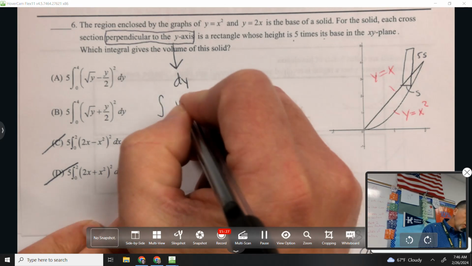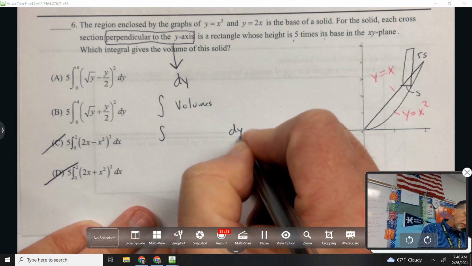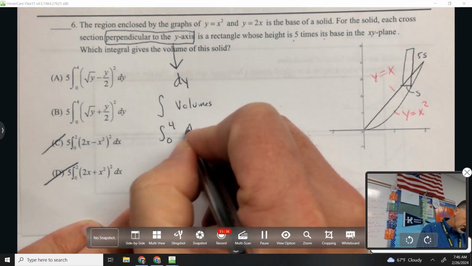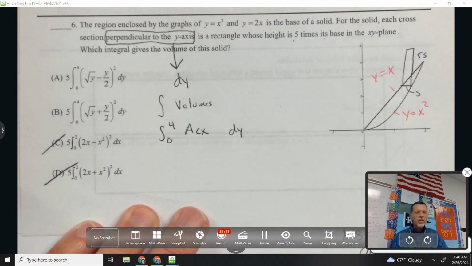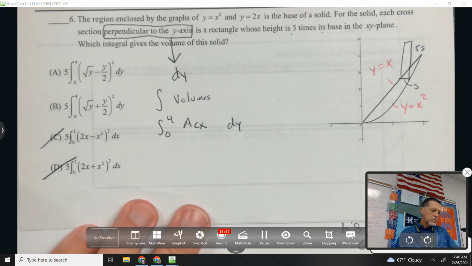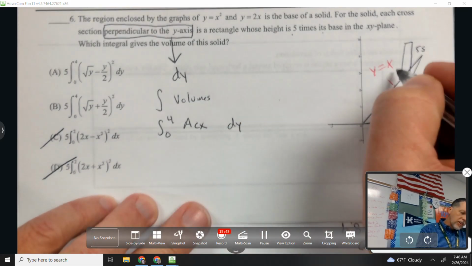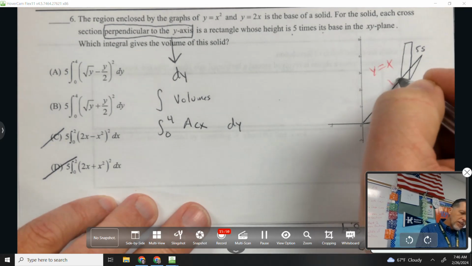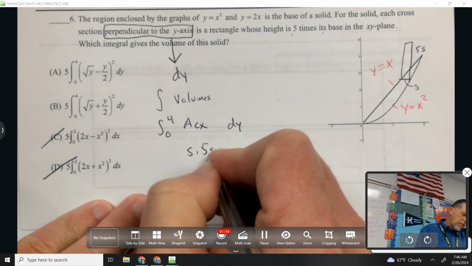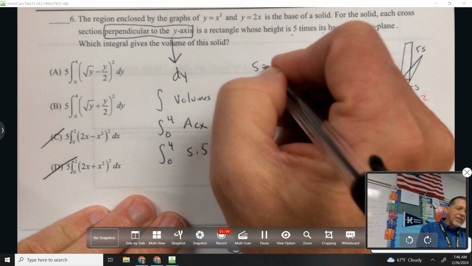Okay, so we're adding up all the volumes. Their thickness is dy. We know it's a dy problem. So we'll go 0 to 4. Area of the cross section, and the thickness is dy. The area of the cross section is a rectangle. So that's just base times height. S times 5S. But I need to figure out what S is.